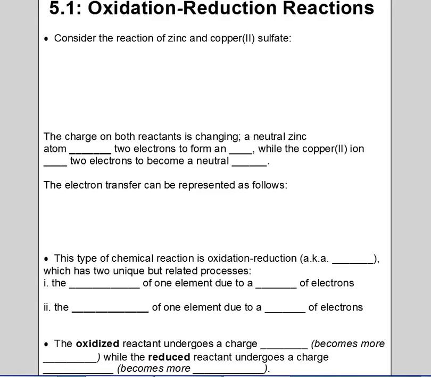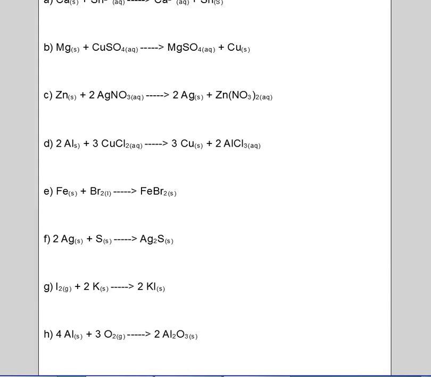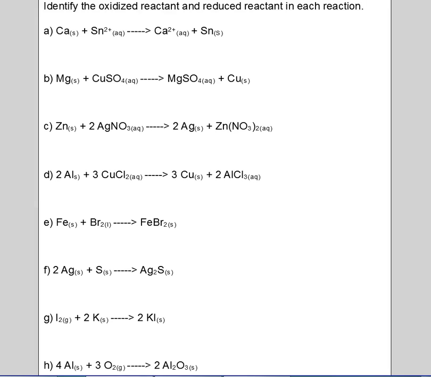You're filling in this handout as you're going along. It should now be complete. Let's look at some examples here. So all these reactions here are oxidation reduction reactions. We're going to identify the oxidized reactant and the reduced reactant in each reaction. It would be helpful to have a little bit of space in between to write ionic equations. The net ionic equation is most important because it isolates those particles which are being converted into ions or which are being converted into neutral atoms.